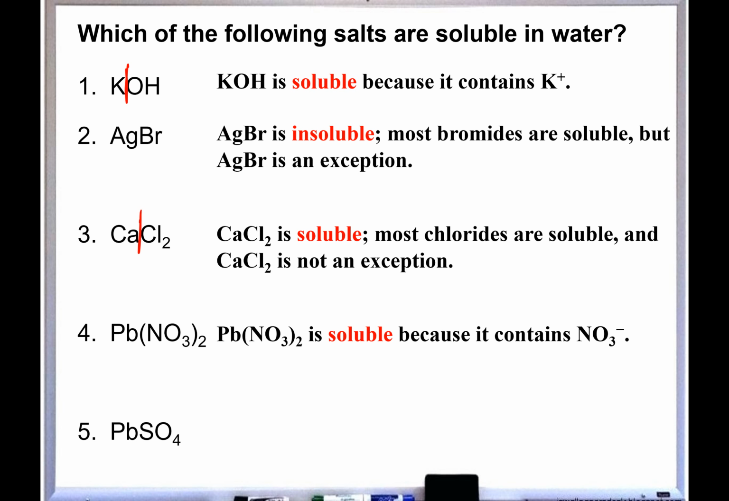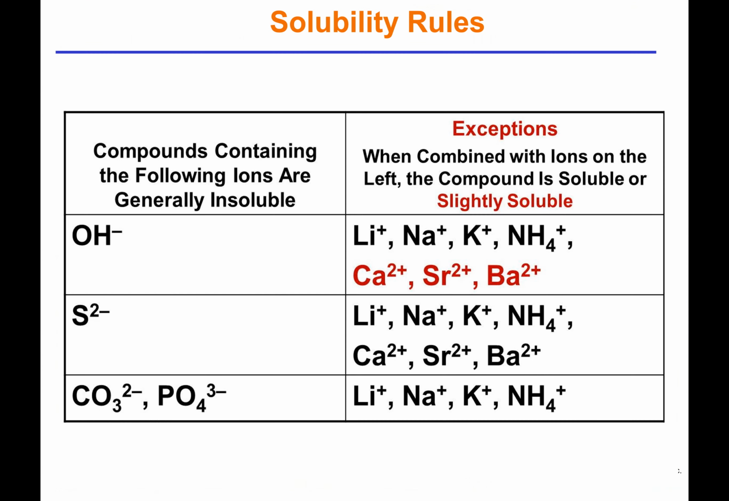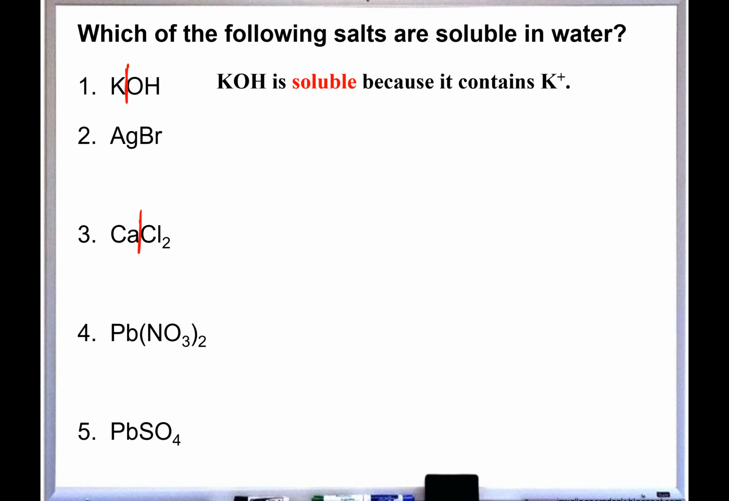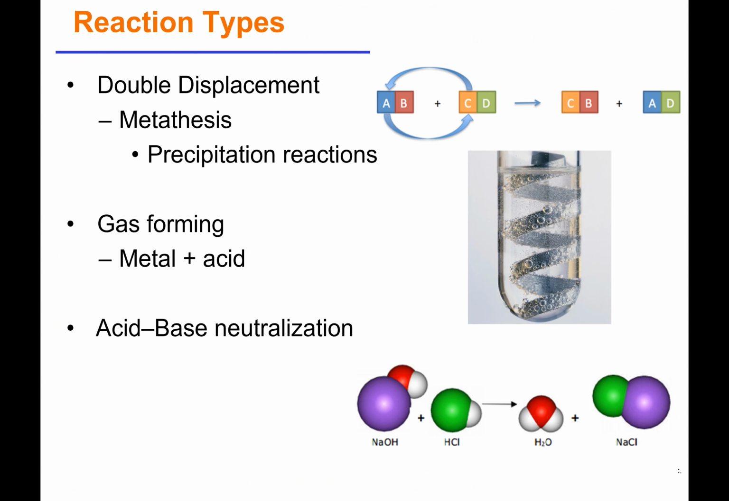Last one, lead sulfate. You can probably guess based on lead and sulfate. Let's go back. Sulfate: generally soluble except when paired with what? Silver, calcium, strontium, barium, and lead. So that tells me that no, this is insoluble. Most sulfates are soluble, however lead sulfate is an exception.